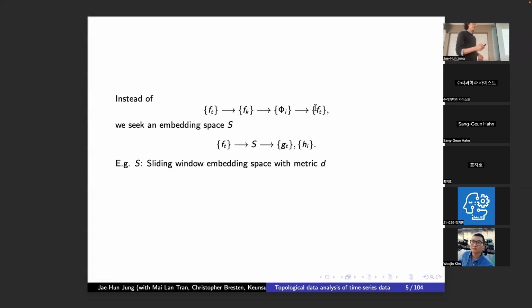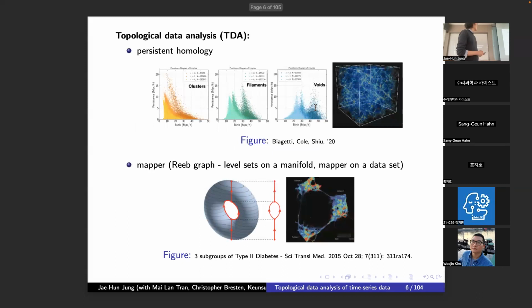If you have any questions, please interrupt me and ask. Topological data analysis, as you already know, has two approaches. One is persistent homology, using the homology, and the other one is Mapper. Mapper is basically a graph approach, a level set on a manifold. Today I'm going to focus on persistent homology.